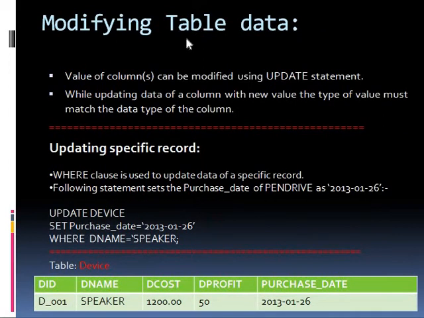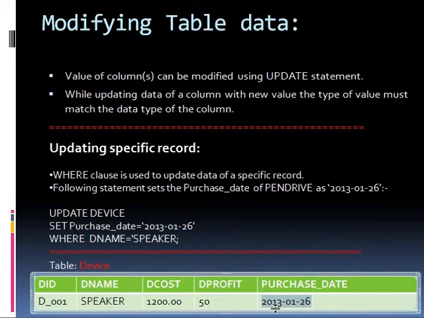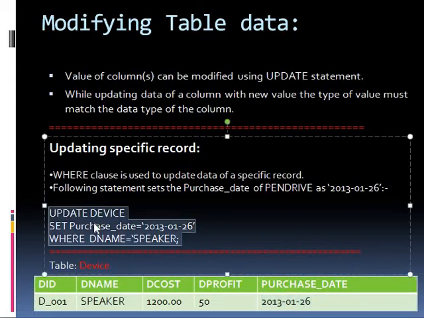Now if I wish to modify the table data in such a way that this particular column purchase_date, which was initially holding the value null, should be updated to the date 2013-01-26, I have to execute this particular SQL statement. It starts with UPDATE device.